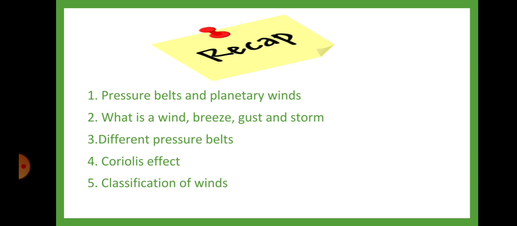Recap. Let us recap what we have learnt till now. We have learnt pressure belts and planetary winds. What is a wind, breeze, gust and storm? Different pressure belts. Coriolis effect. Classification of winds.